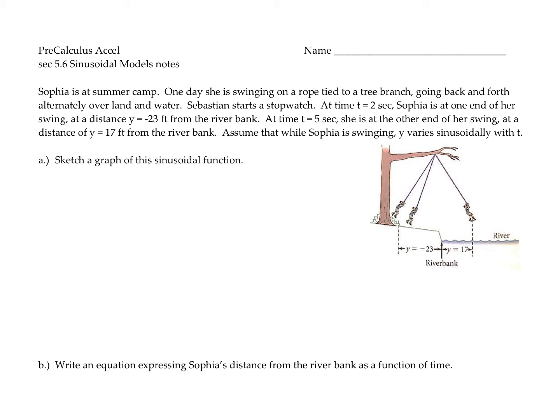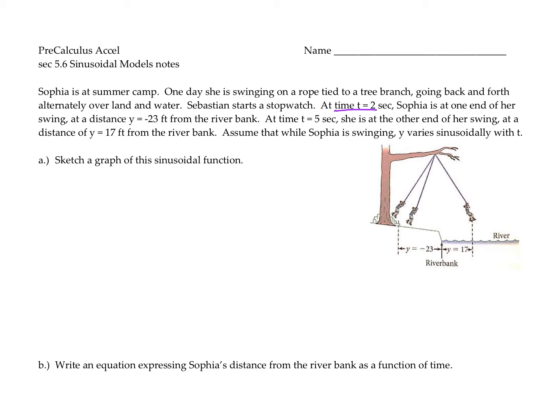In this video, we are going to go over sinusoidal models and applications of sinusoidal equations, so sine and cosine. In our first problem, it says Sophia is at summer camp. One day she is swinging on a rope tied to a tree branch, going back and forth alternately over land and water. Sebastian starts a stopwatch.